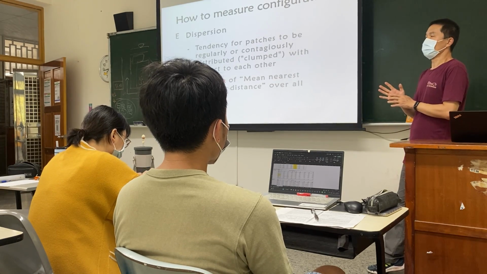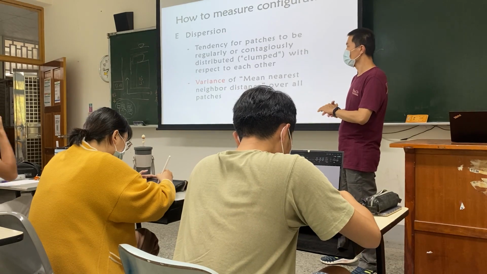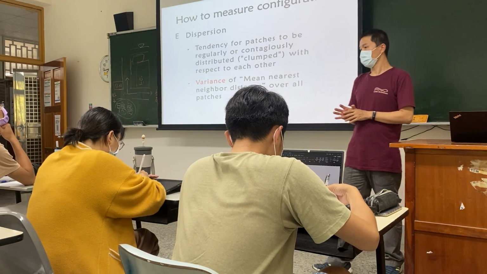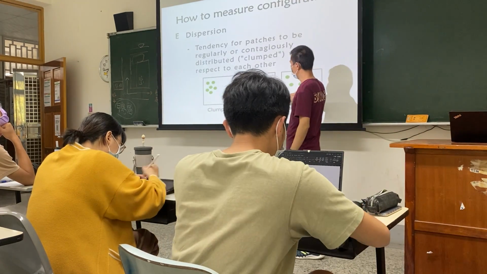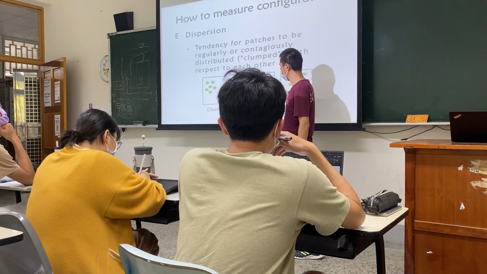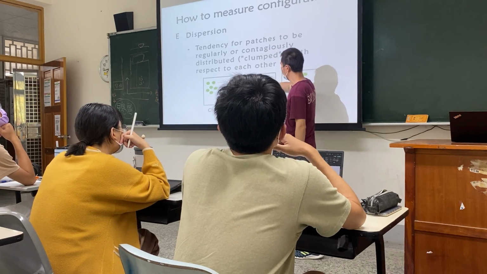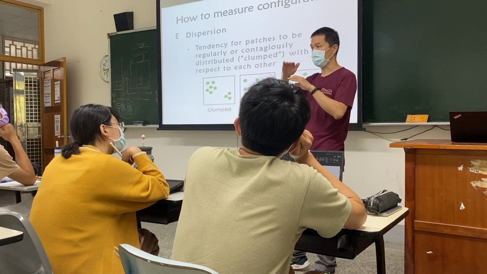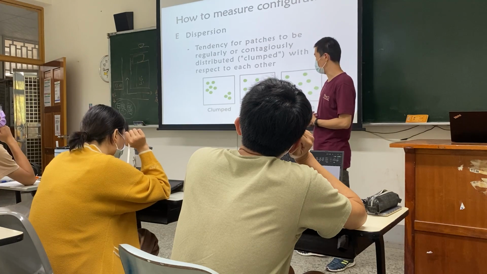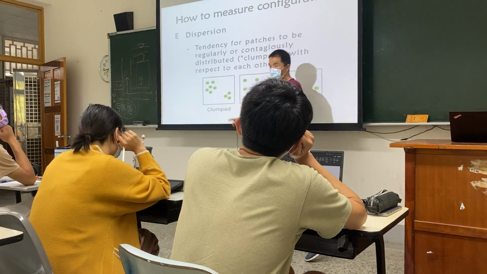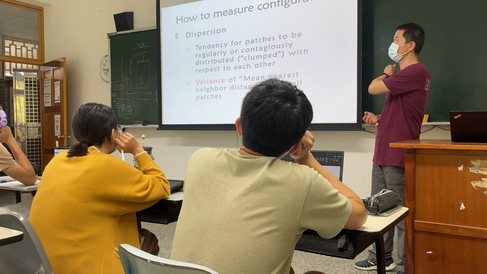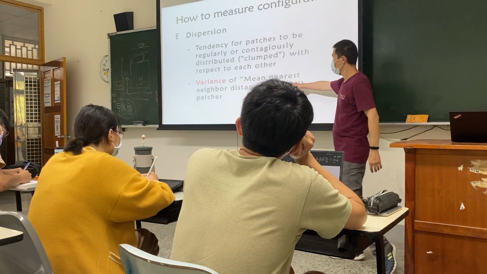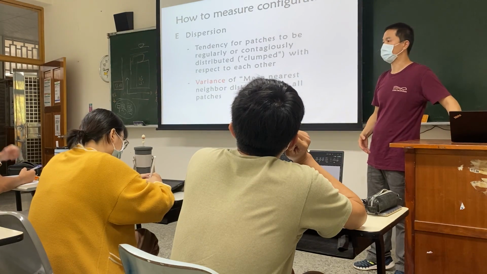So normally, how we calculate a number to know the dispersion pattern is through the variance of the mean nearest neighbor distance. That means for this example, every time you pick one, the distance from this one to the nearest neighbor is the same for each patch. So when you calculate the variance, it will be very low because the mean nearest distances are very close to each other. But for this one, some are very close, some are far away, so the variance will increase. So we can use the variance of this value to judge what kind of distribution they are over all the different patches. That's a quite common technique that people use.